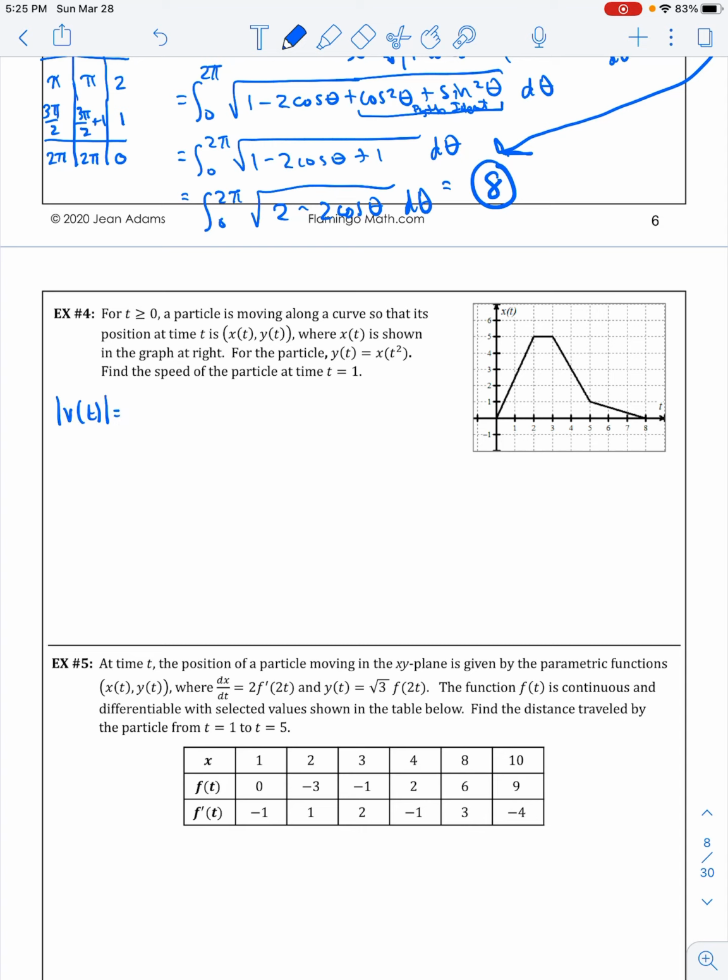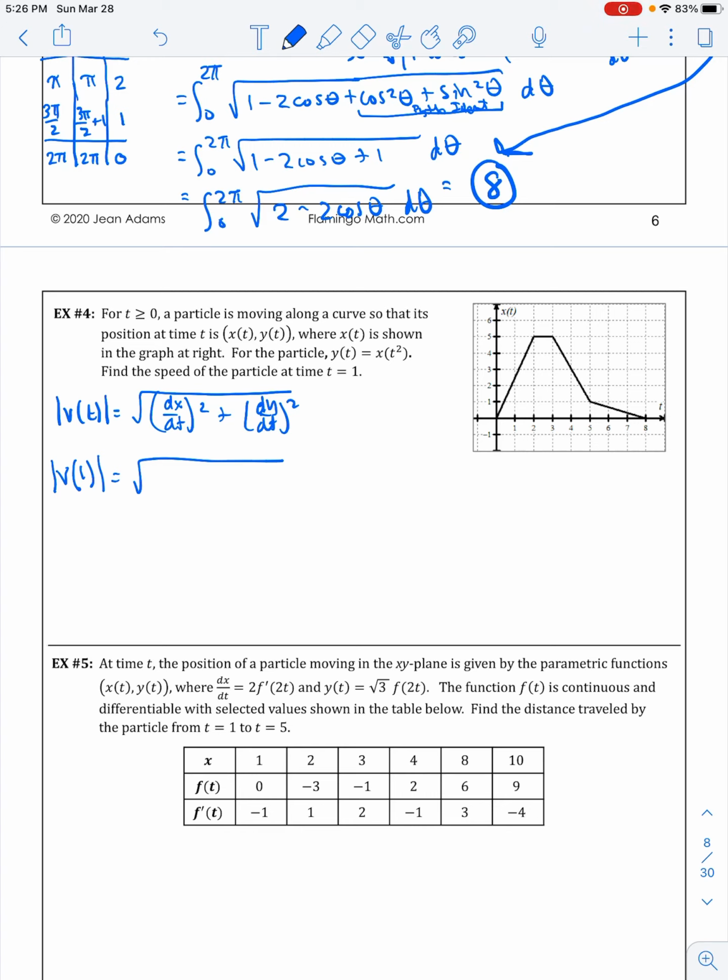So anytime I'm looking for speed, I always remind myself that it is the absolute value of velocity. And we did define it to be the square root of our dx dt squared plus our dy dt squared. And so this becomes the square root of, now because we're actually finding our speed at 1, as we start putting our values in, it is the velocity at 1, but taking the square root of it.